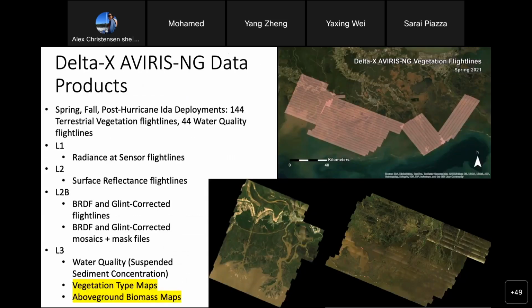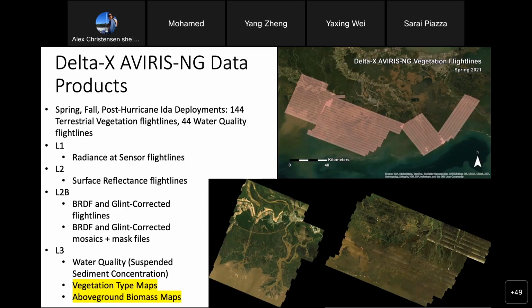And this is just what some of that looks like. So the top right here is the full range of coverage that was flown in spring 2021. In that deployment, we collected all of those lines along with additional water quality lines that I think you saw before that crisscross these vegetation boxes.